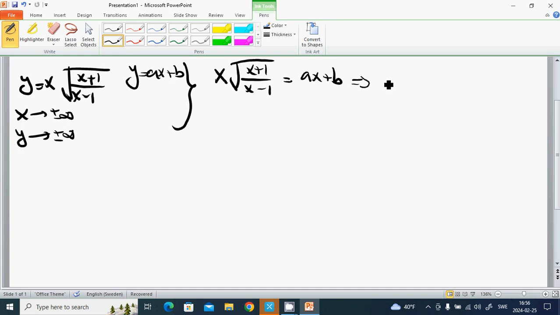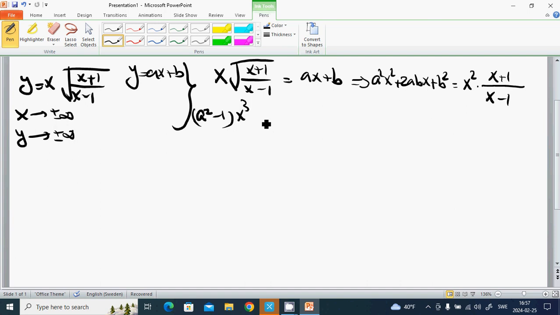Then we have a²x² plus 2abx plus b² equals x² multiplied by x plus 1 divided by x minus 1. And we get (a² minus 1)x³ minus (a² minus 2ab plus 1)x² plus (b² minus 2ab)x minus b² equals 0.